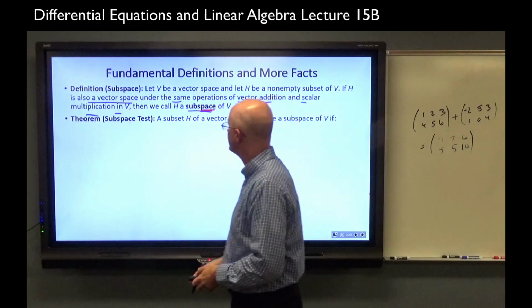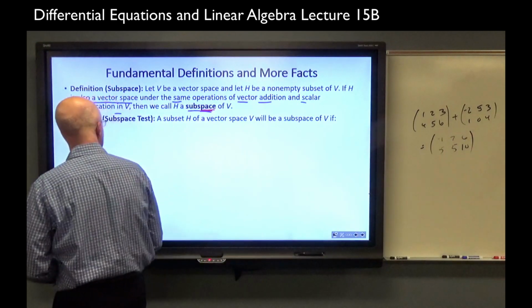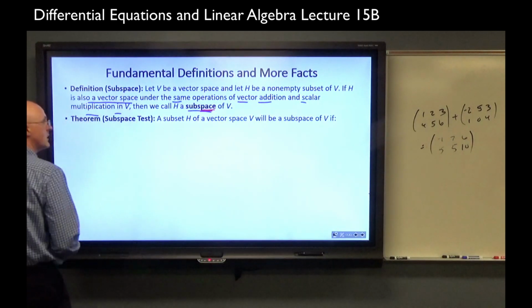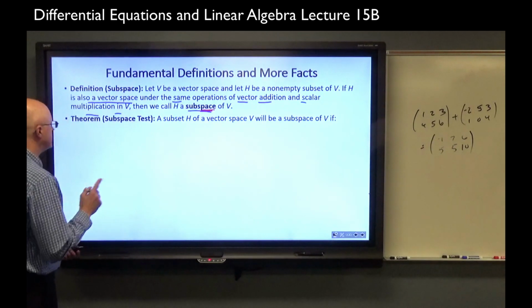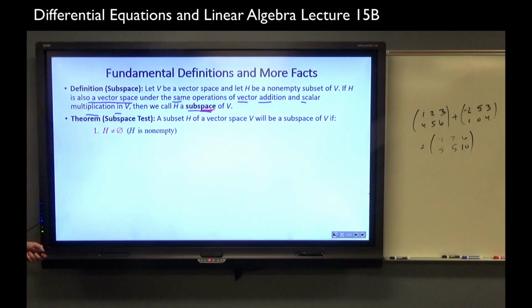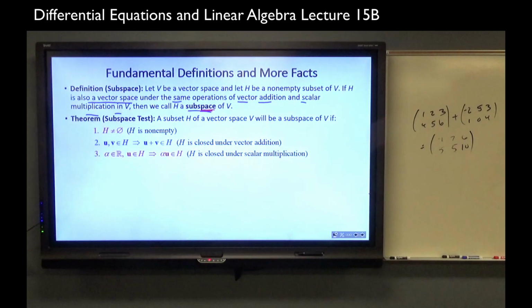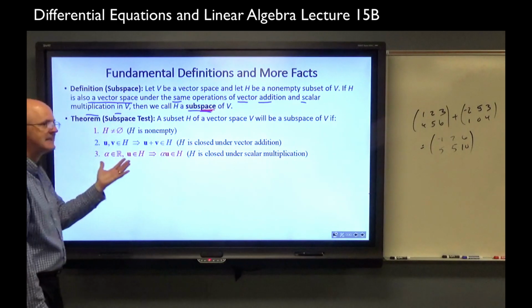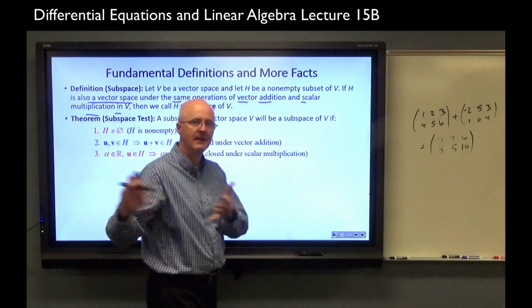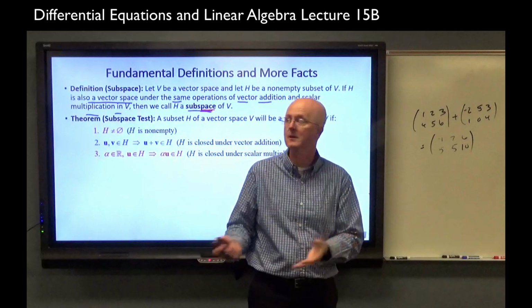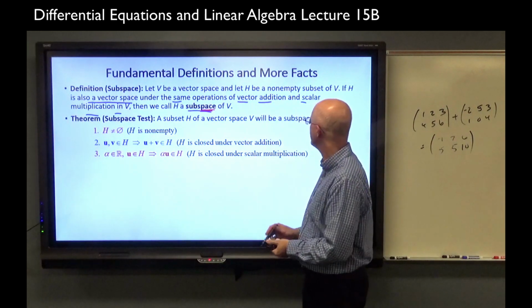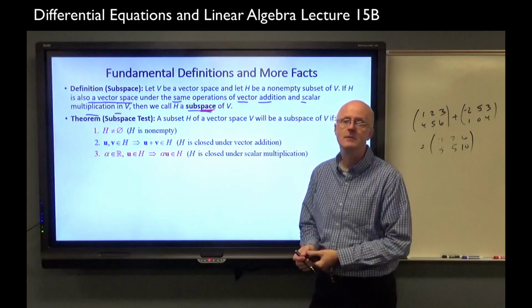A theorem that can be proved based on this definition is that a subset H of a vector space V will be a subspace of V if 3 conditions hold. H is not empty, H is closed under vector addition, and H is closed under scalar multiplication. What this means is that all the other properties in the definition of a vector space can be proved if you know these facts are true.